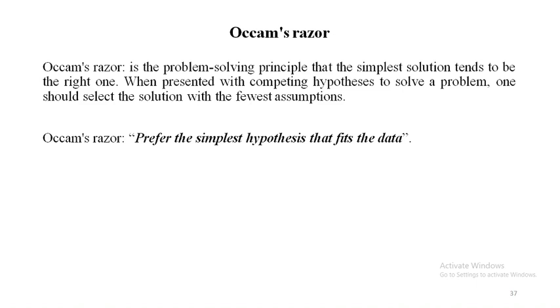Occam's razor is a problem solving principle that states the simplest solution tends to be the right one, right? What it states is that the simplest solution, which is going to cover the entire training data as well as contain the unknown target function, is called the solution to the given problem. When presented with competing hypotheses to solve a problem, one should select the solution with the fewest assumptions, right? You have to choose the hypothesis which has the fewest assumptions. In other words, Occam's razor indicates that we prefer the simplest hypothesis that fits the data. Prefer the one hypothesis which is going to fit all your training data, as well as cover the unknown target function.